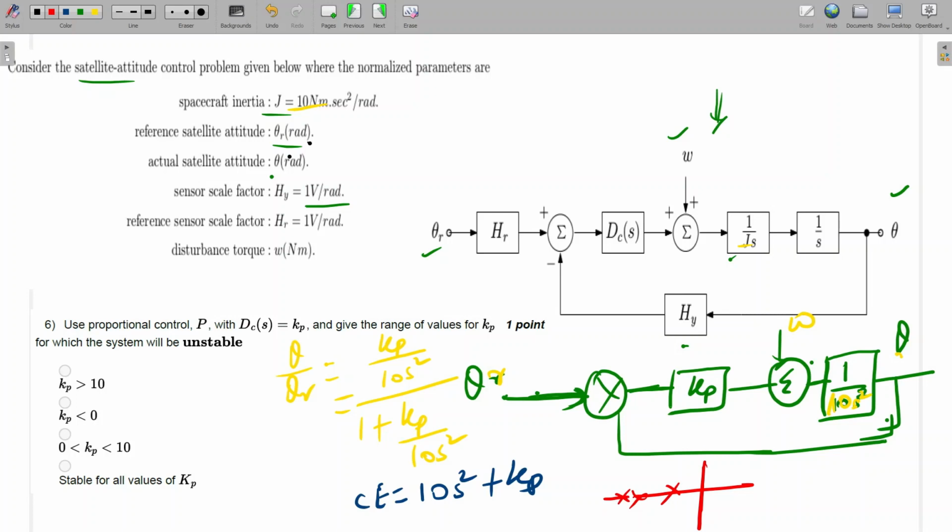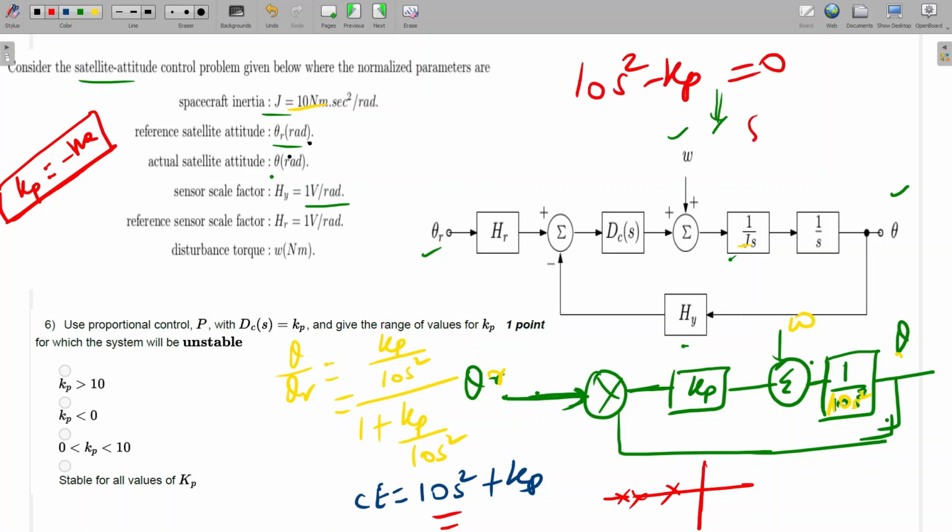So if Kp becomes negative, then what will happen? Where will be the pole location if Kp is negative? Two poles are there, no? Second order system. So 10 s square minus Kp is equal to 0, and s will be equal to plus minus root of Kp by 10. So we are seeing that our pole is going in the RHS. If Kp is negative, means Kp less than 0, our system will be unstable. So this one is the answer.